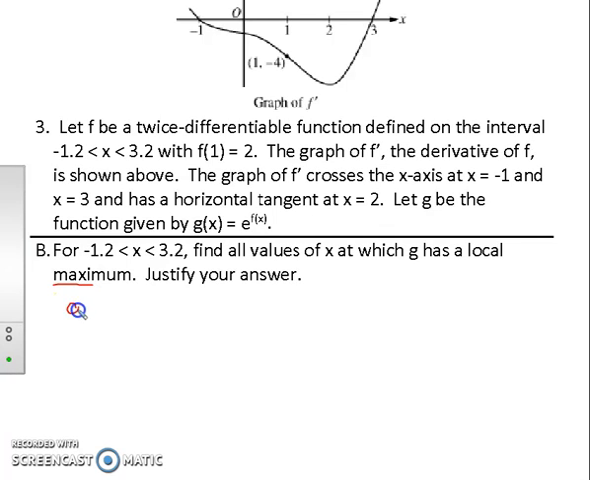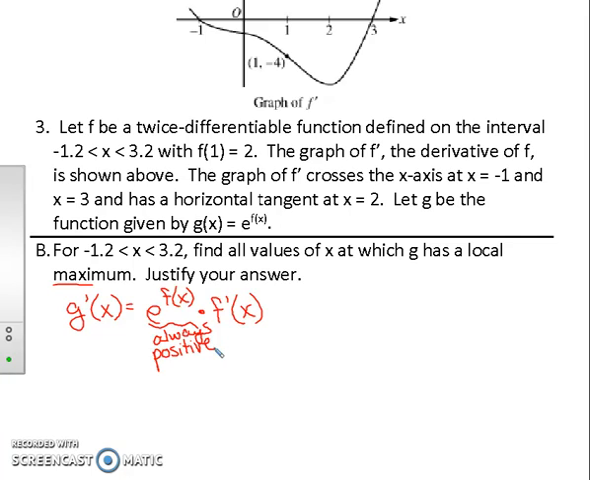So g prime of x from part A is e to the f of x times f prime of x. Well, e to the anything is always going to be positive. So this part doesn't really matter because it's always positive. So the only thing that could really affect the outcome for the value of g prime of x is f prime of x. So we're looking for where f prime of x is changing from positive to negative, because that would cause g prime of x to change from positive to negative.